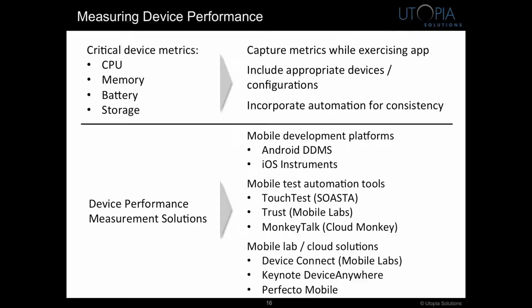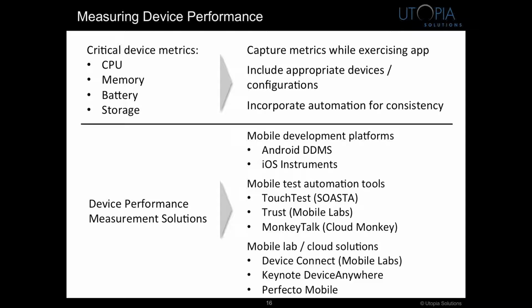We like to include a number of target devices and configurations based on our mobile test strategy. And we'll typically incorporate automation for consistency. This allows us to highlight only the variables we're interested in versus trying to understand if the user's actions we're performing may have some variation in them that's affecting our results.